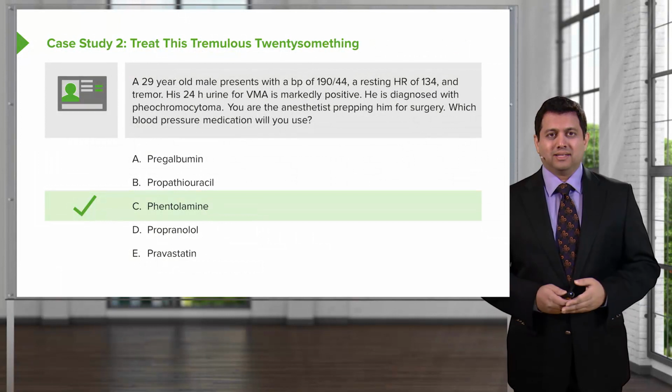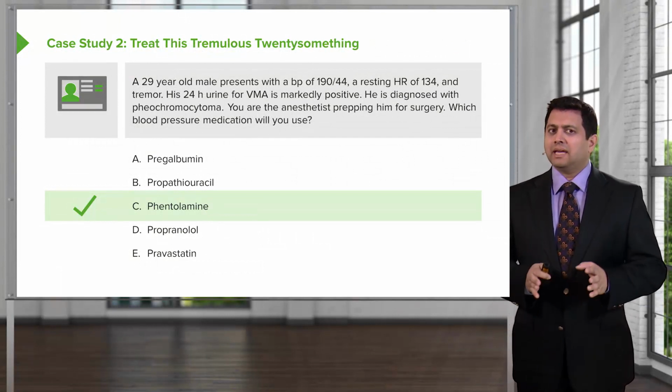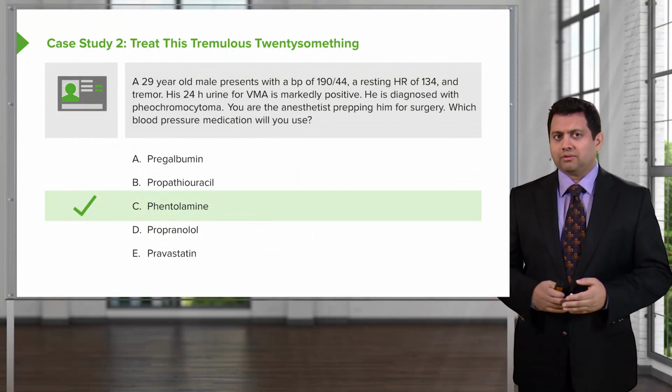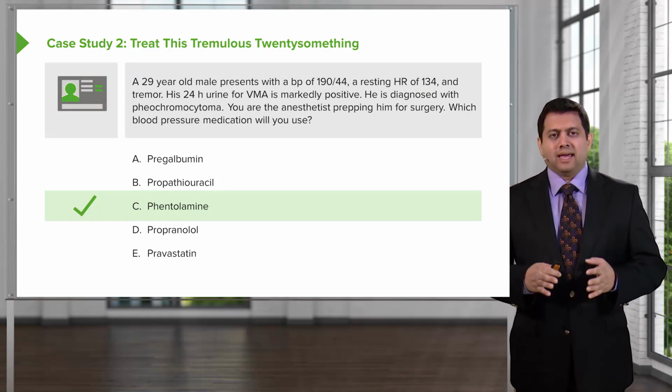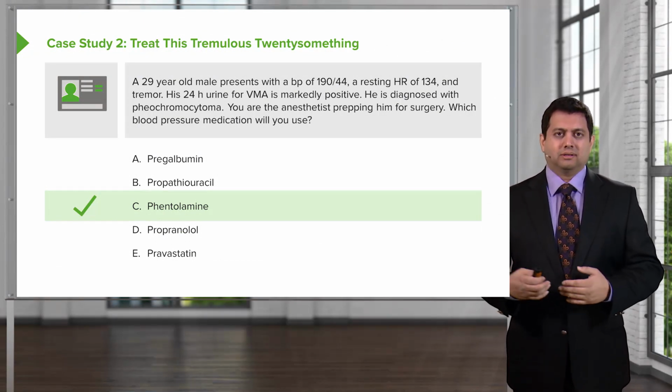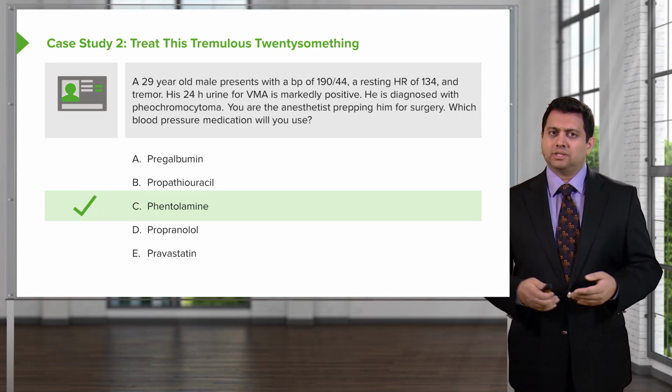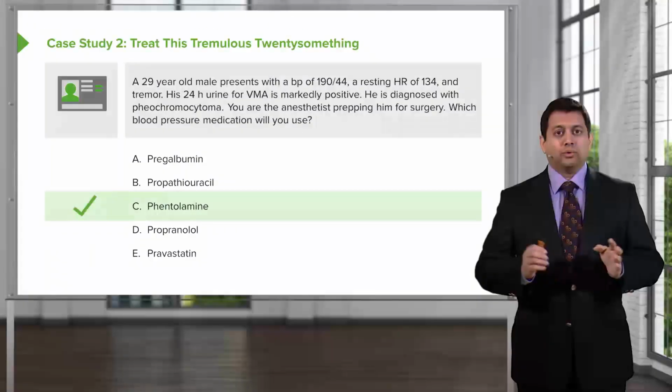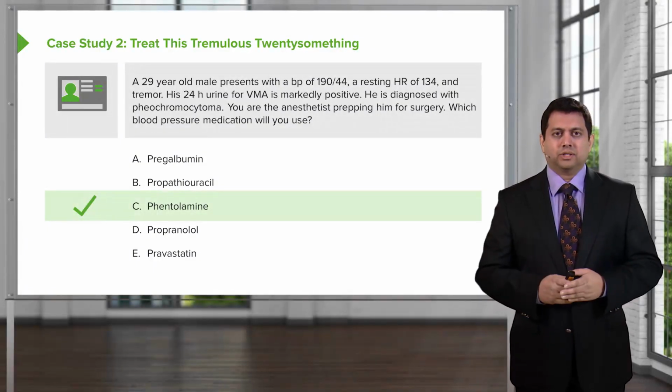Right, phentolamine is the correct answer. So be careful with these kinds of questions. They're often thrown on your exam. They will often have drugs that sound similar to the correct answer, and sometimes it confuses you and intimidates you. Go through it systematically, you'll get the question right.